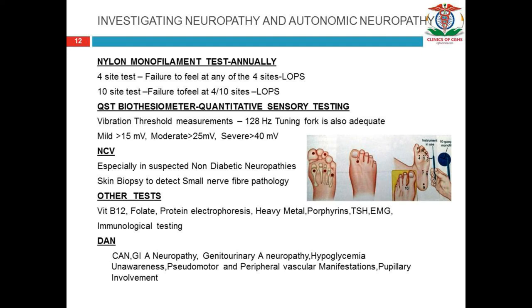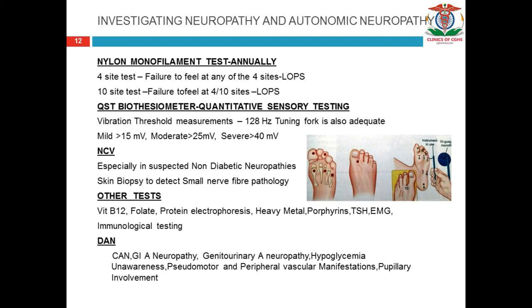And out of 10 sites, if 4 sites are showing this defect, then we can say that the patient has LOPS. Those 10 sites are first, third and fifth metatarsal head, 2 points in the middle of the dorsum towards lateral, then on the heel, first, third and fifth toe and the dorsum. If out of those 10, 4 sites the patient does not feel, then we can say the patient has loss of protective sensation. This is something which we can do in the OPD. Biophysiometer, etc., we don't have.